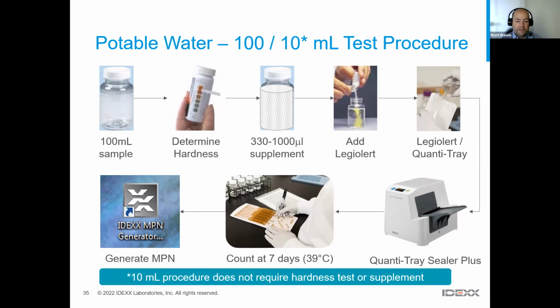It is a 7-day test. Legionella is a very, very slow growing organism. So we have to incubate that for an extended amount of time. But 7 days is much less than the 12 to 14 days for the current reference method. So there are advantages there. The 10 ml procedure only differs in that it does not require the hardness test. So that 1 to 10 dilution that's involved negates the requirement for the use of the hardness indicator itself.